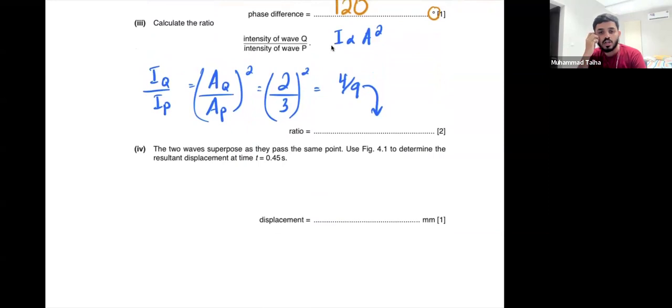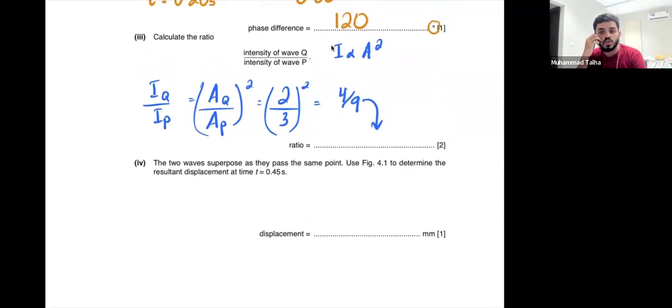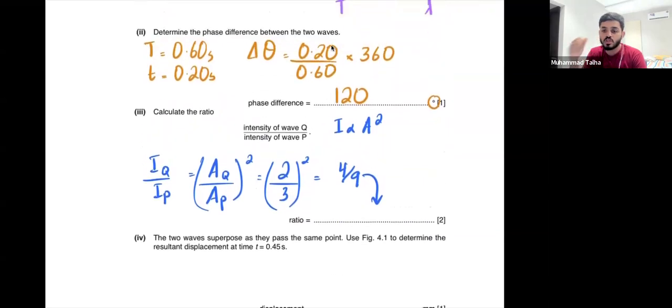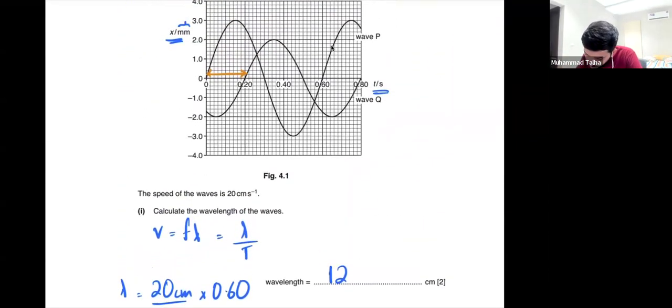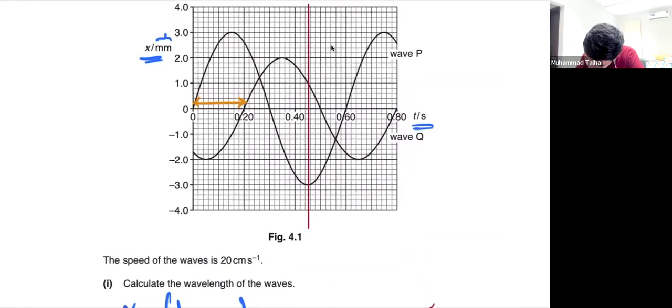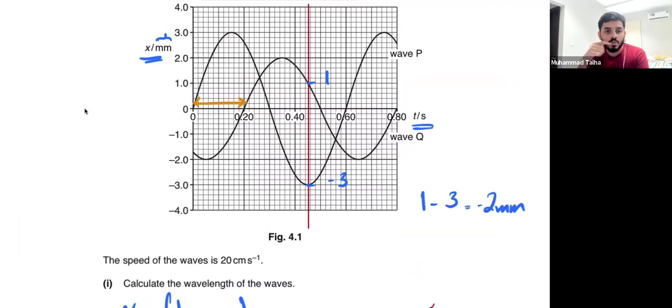All right. Two waves superposed as they pass the same point. Use 4.1 to determine the resultant displacement at t equals 0.45. So at 0.45, which is right here, you can see that for Q this value is 1. For P, this value is -3. So 1 minus 3 equals -2 mm, which would be the resultant displacement for that part.